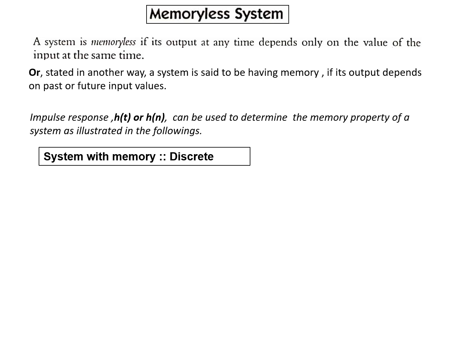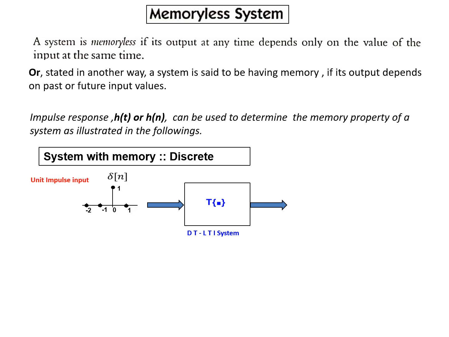Start with the discrete system, and we'll take a system with memory. How to describe a system with memory when the system is discrete time in nature? Now suppose a system is shown simply like an operator T. Suppose I give the input as a unit impulse, a signal having only a single value at the origin with magnitude 1. So if I give this kind of input, and the response, which is called the impulse response, comes like this, then this system has memory.